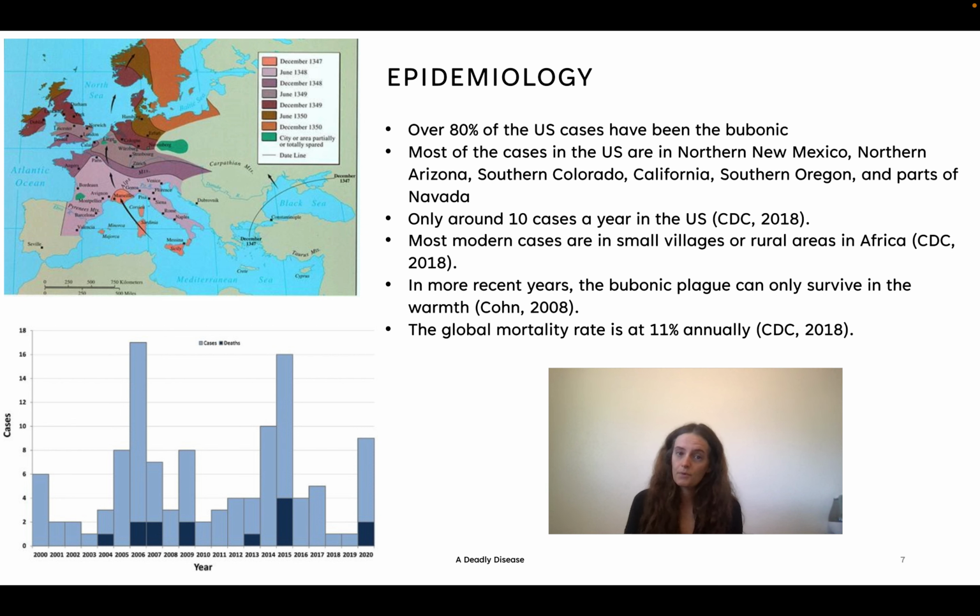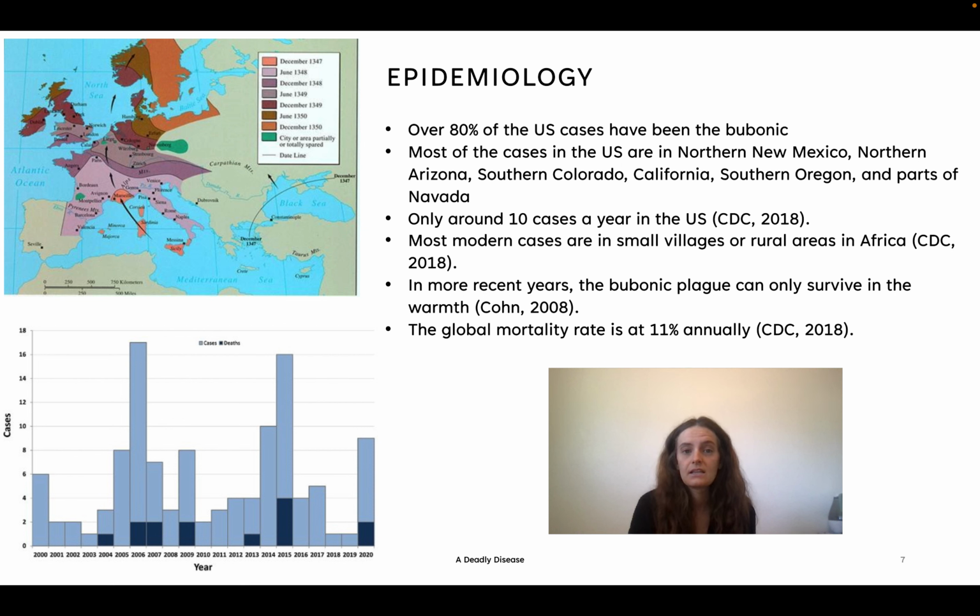Over the years, the bubonic plague has wiped out villages, families, and parts of countries. The Black Plague killed millions of people before making its way to the U.S. in the beginning of the 20th century. In recent years, there are around 10 cases of the Black Plague a year in the U.S. Most of the cases in the U.S. are in northern New Mexico, northern Arizona, southern Colorado, California, southern Utah, and parts of Nevada.